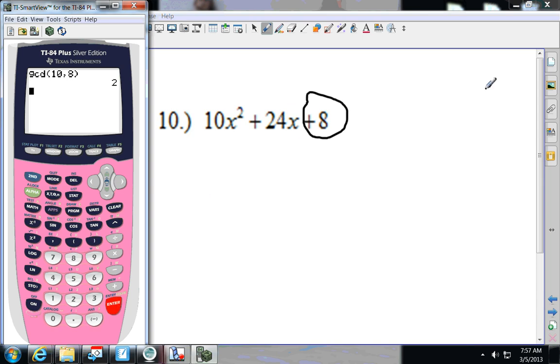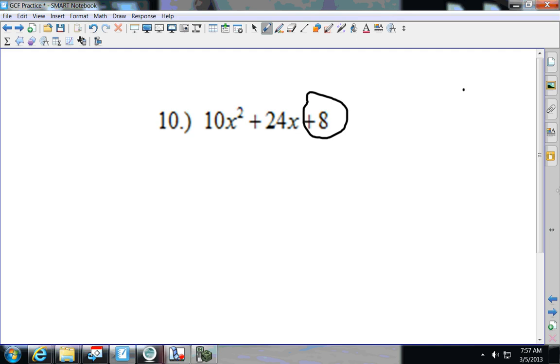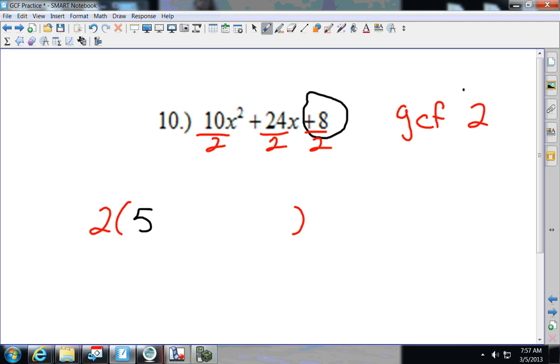I know that 2 goes into 24, so I know my GCF is 2. So I pull out the 2 by dividing everything by 2. 10 divided by 2 is 5x squared. 24 divided by 2, 12x. 8 divided by 2 is 4.